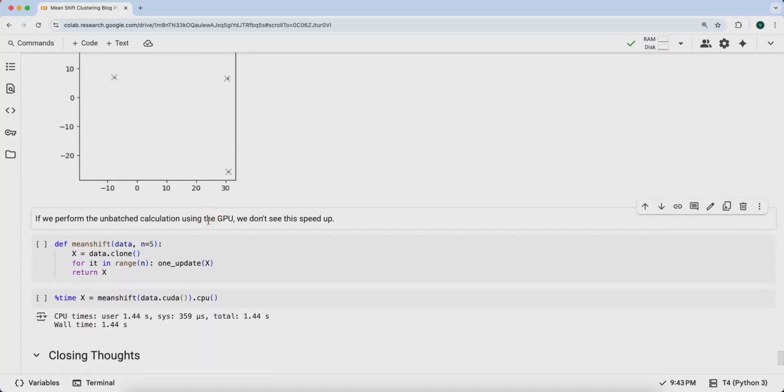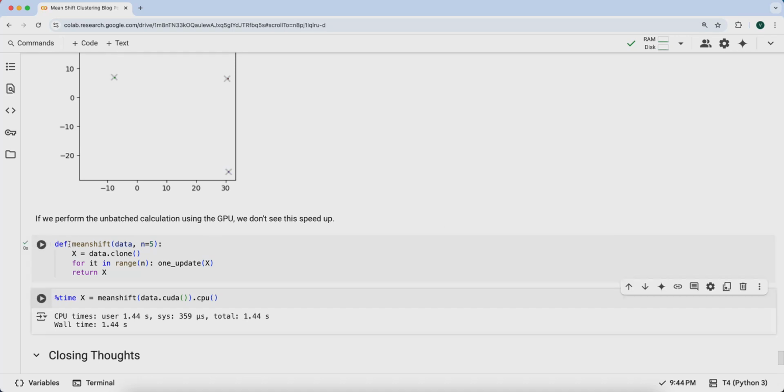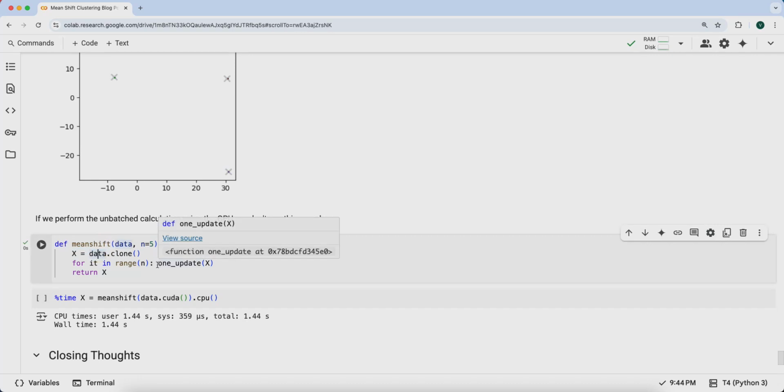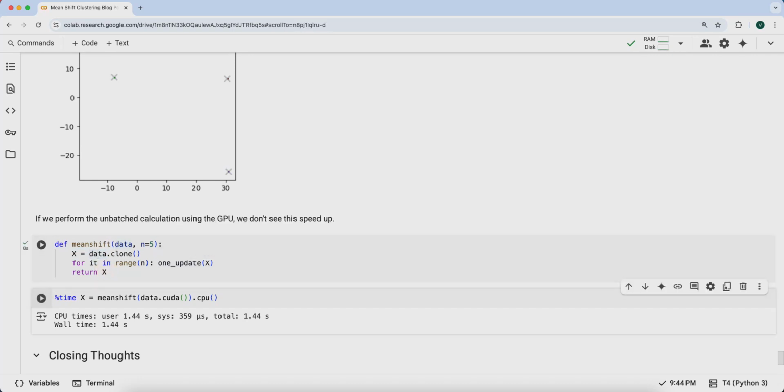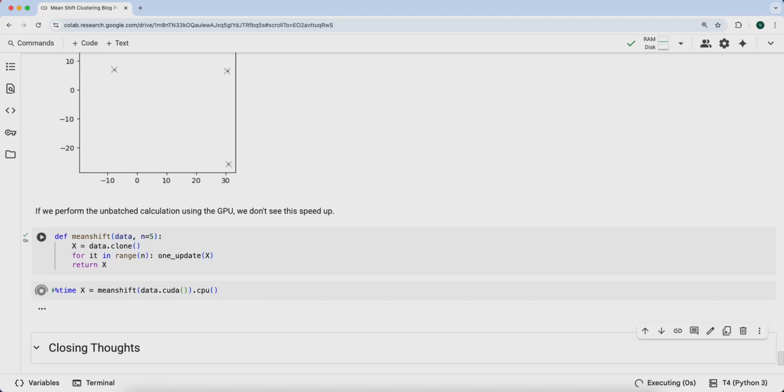And if I performed an unbatched calculation, so we're going to go back to the original mean shift CPU implementation, we're going to run that. And I'm going to see that I'm not really going to get any speed up. So if I don't batch my data, I don't get the benefit of GPU parallelism.